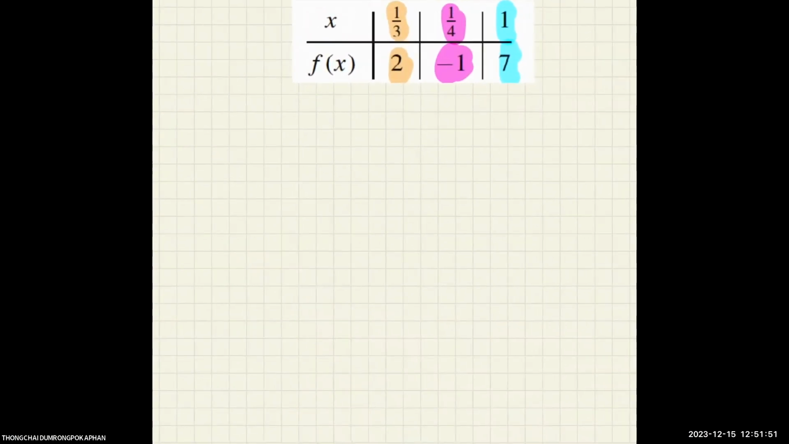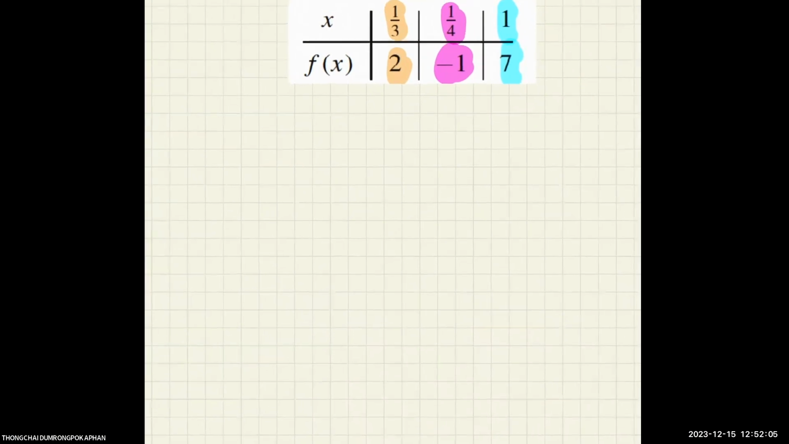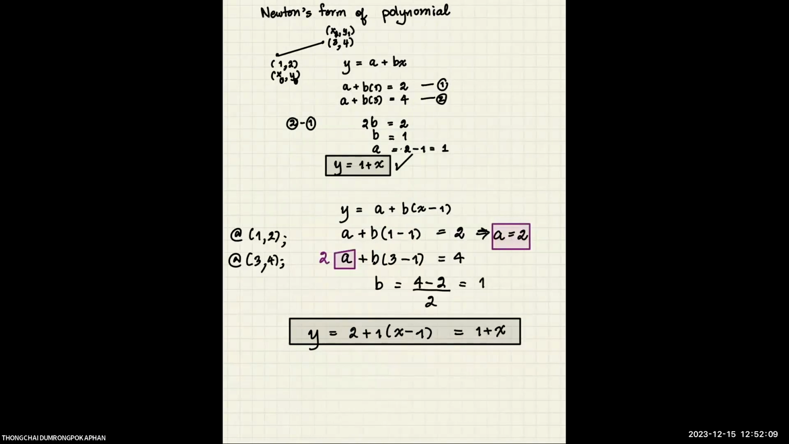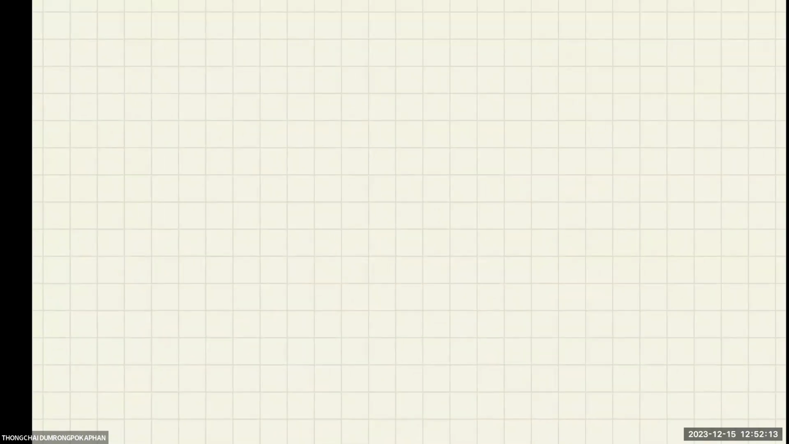If you have data like this, what would be the Newton form? I will write it out for you. I use the numbers with X and Y.